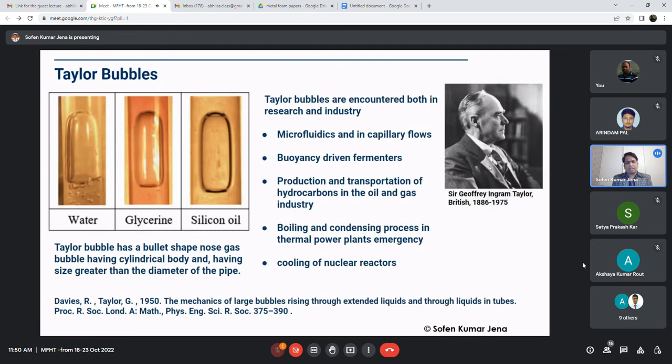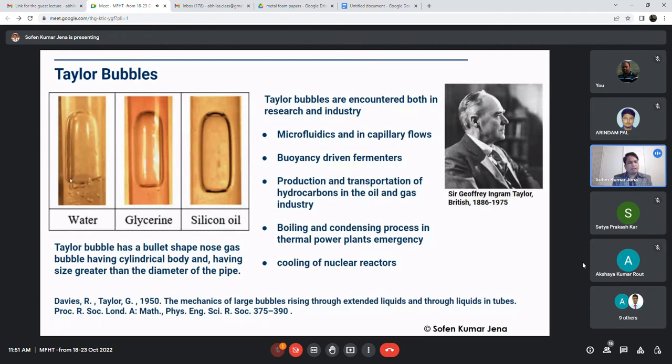Let's now understand this Taylor bubble. This is very important for many applications, just like boiling and condensation in thermal power plants, nuclear reactor cooling, then microfluidics and capillary flow, then the production of hydrogen. Right now it is from hydrocarbons. That is now a very important research area from the electric vehicles perspective.